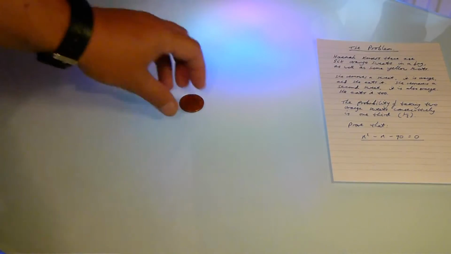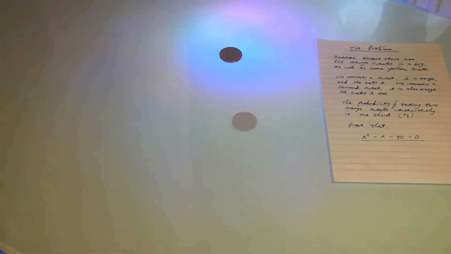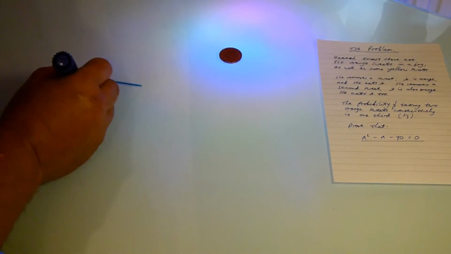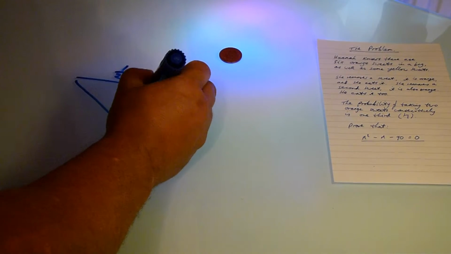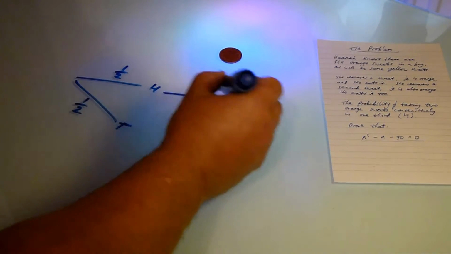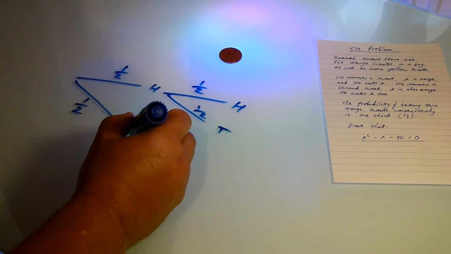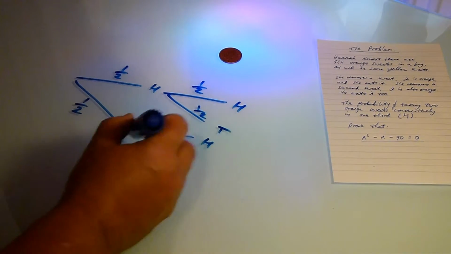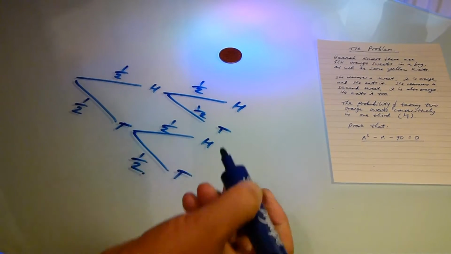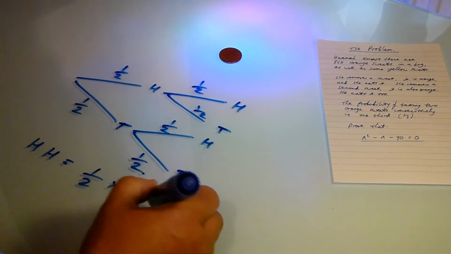Heads, heads, heads. So backing up, we know if we throw a coin, the probability of throwing a head is a half, and the probability of throwing a tail is a half. If we throw again, get a head, we know it's a half, tail, we know it's a half. So the probability of head, head equals a half times a half, which is a quarter.